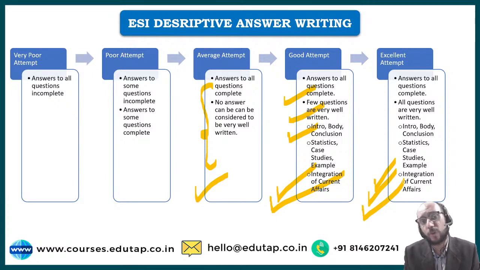This is what you have to do, and I'm going to tell you exactly what you should do so that you are in a position to at least give an average attempt. At least I'm going to tell you that, right? Because I wanted to arrive there first, and then we can go towards good attempt and excellent attempt.